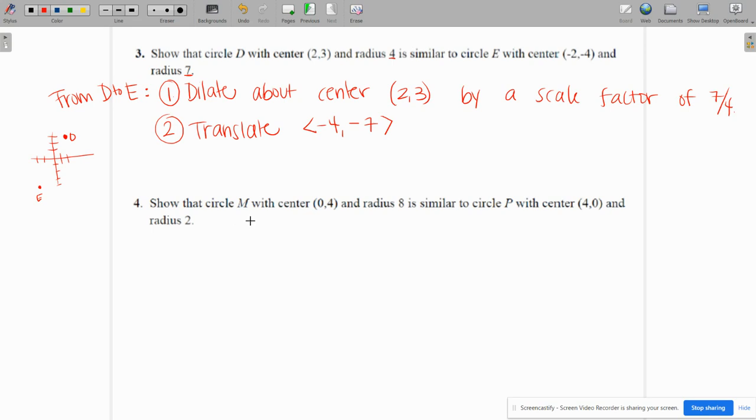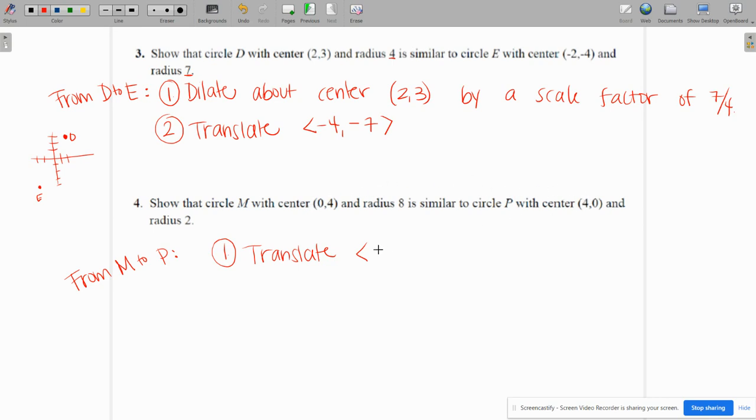Show that circle M with center 0, 4 and radius 8 is similar to circle P with center 4, 0 and radius 2. So again, pick the way that you're going to actually transform these. So if I go from circle M to circle P, let's say first maybe I want to do the translation this time. So I'm going to translate to go from the center 0, 4 to 4, 0.